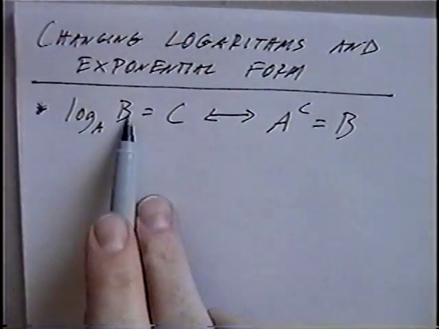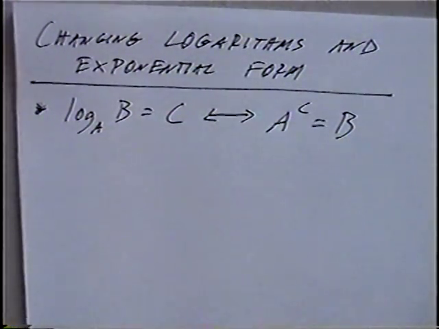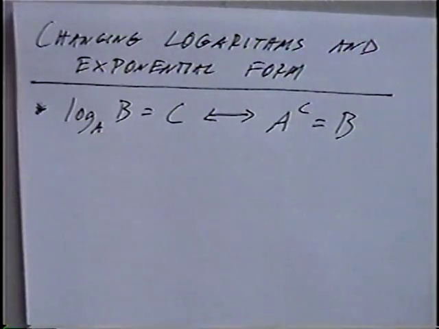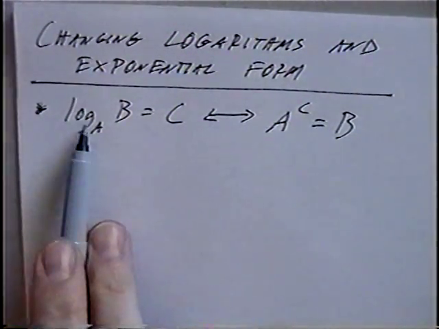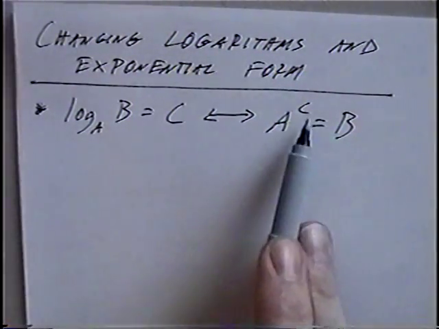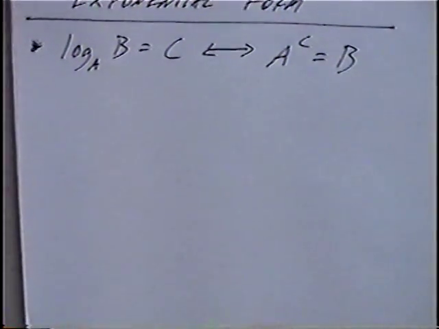If you have three numbers in log form, you can match up the letters and switch it to exponential form, and vice versa, you can go from exponential form into log form. The only thing that changes is the log is not represented in the exponential form, and also b and c switch sides of the equations.